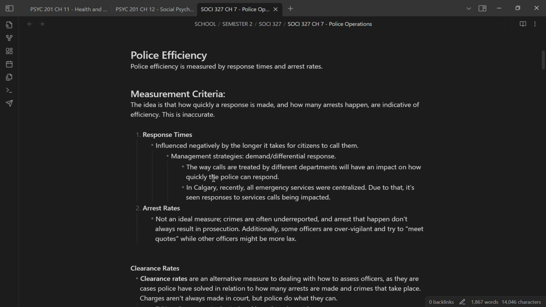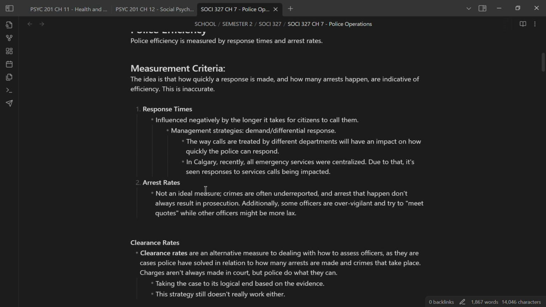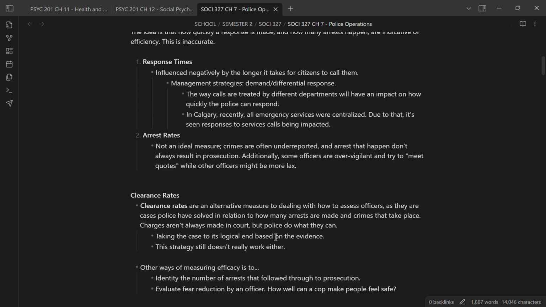Arrest rates. This is essentially measuring crime strictly based off of arrests. This is not an ideal measure, and the reason for that is because crimes are often unreported, and arrests that happen don't always lead to prosecution. And then naturally that person can be out on the street, and so it's not necessarily another measure of efficiency that we'd like to look at. Additionally, some officers are more strict and some are less strict.